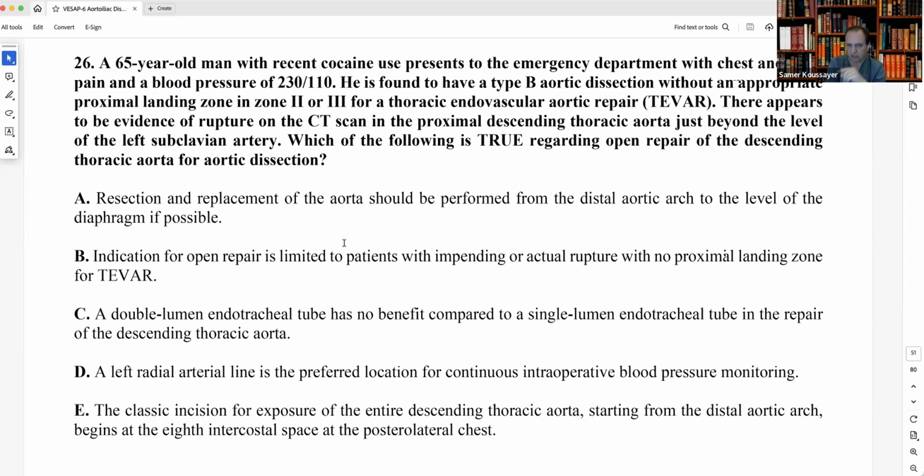Whereas ECMO is venous to arterial. You take venous blood, oxygenate it, and send it back to the patient as arterial. So this is the difference with ECMO. Left heart is much simpler. You don't need an oxygenator because you take arterial blood from the proximal part and reperfuse it distally. That's all. Okay.